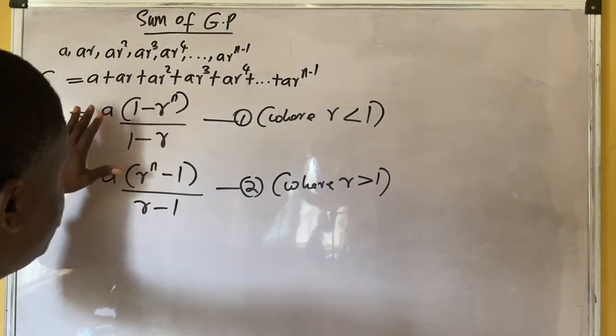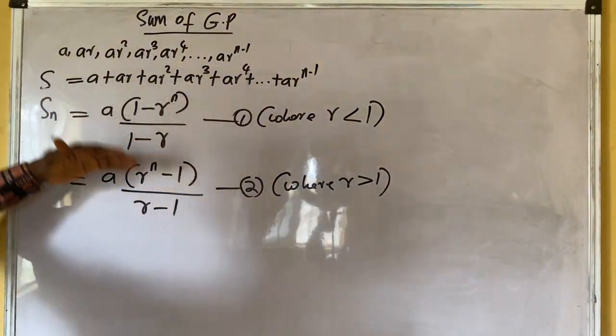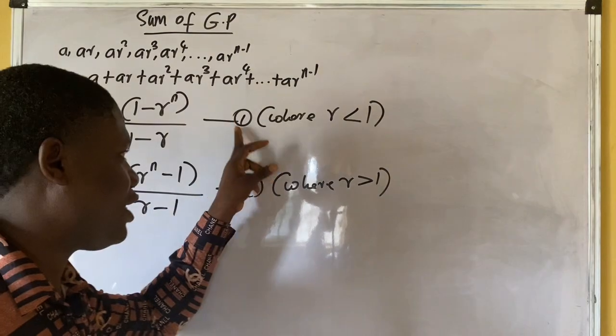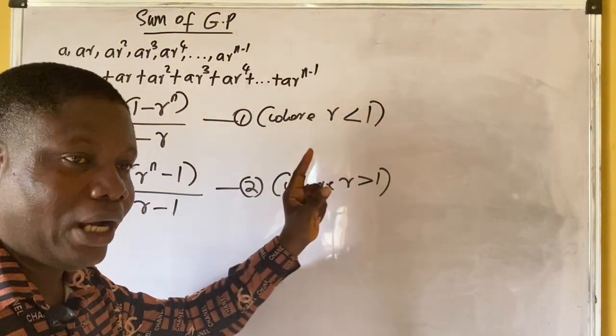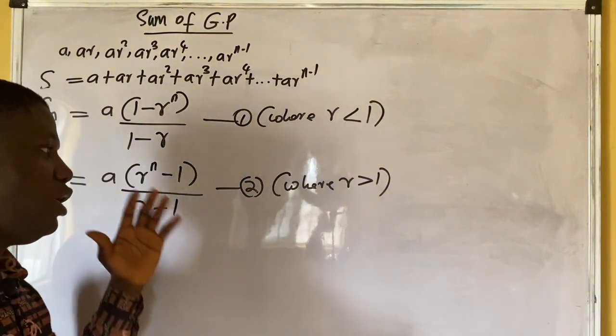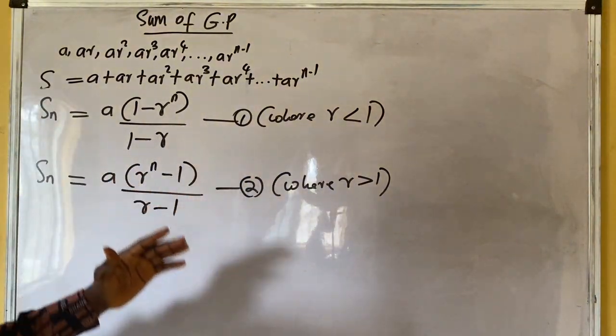So if you are looking for the sum of a GP, you can make use of either of these formulas. The first formula is applied where your R is less than 1, and the second formula is applied where your R is greater than 1.